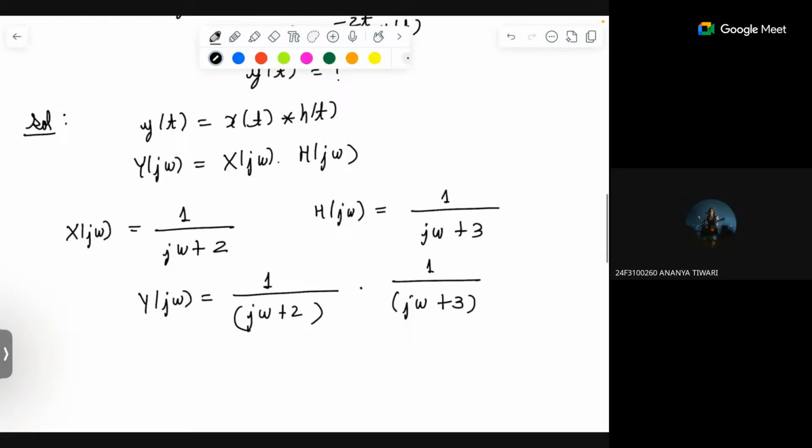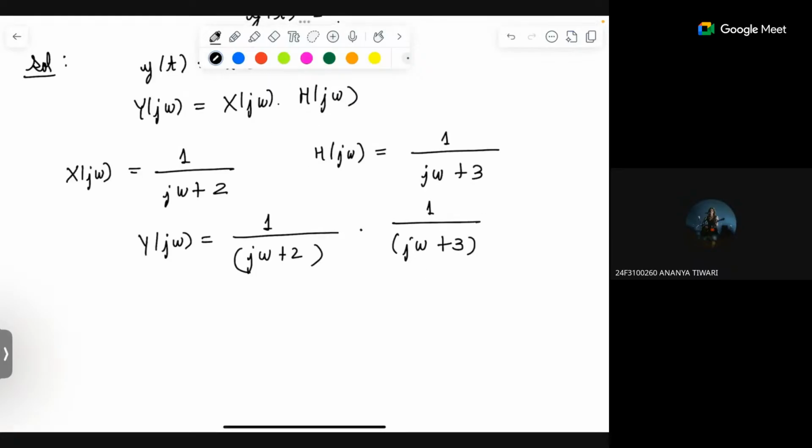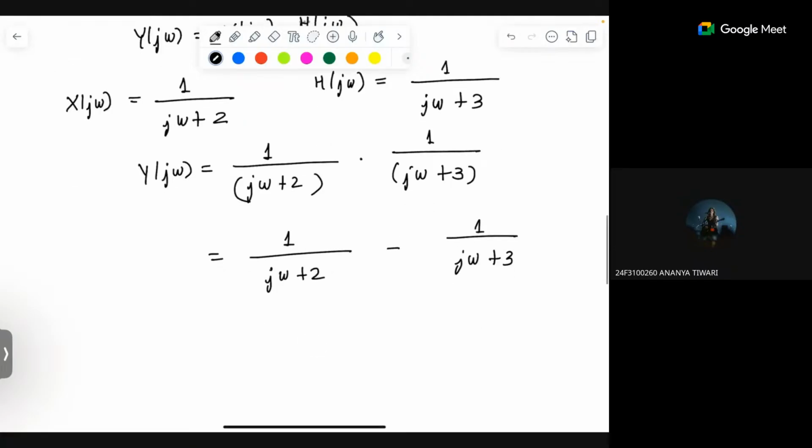Now we will do partial fractions. So after partial fraction, I will have this. Is this clear? Yes.